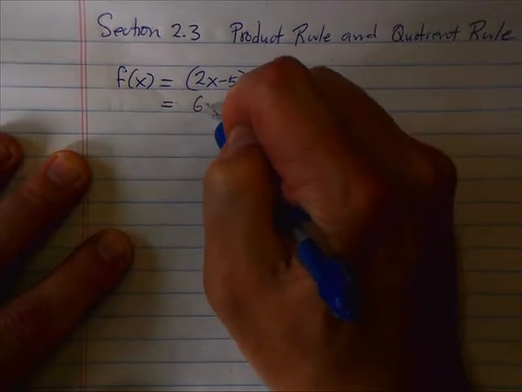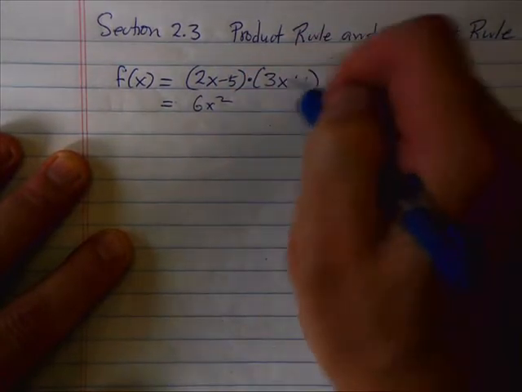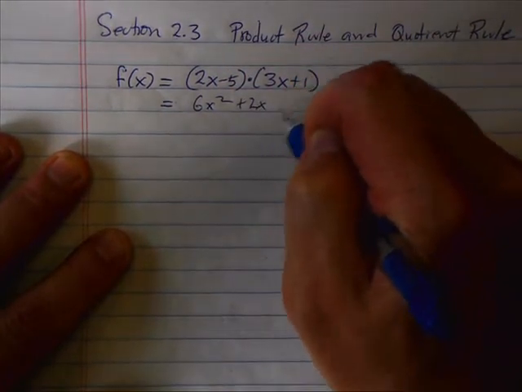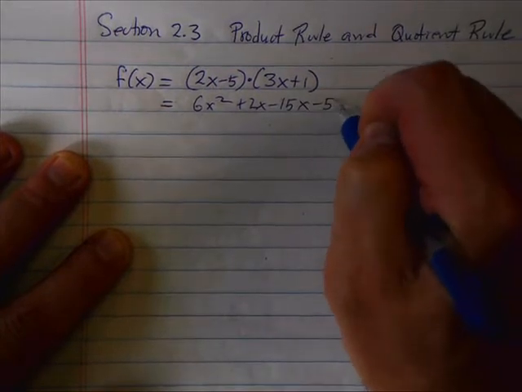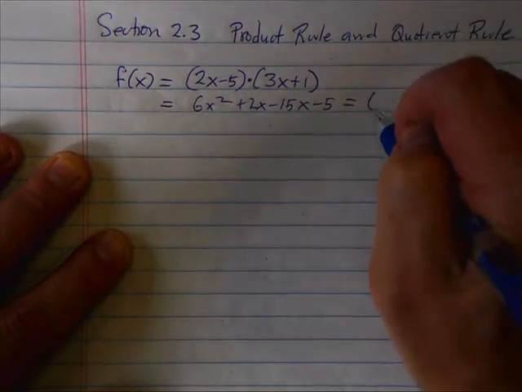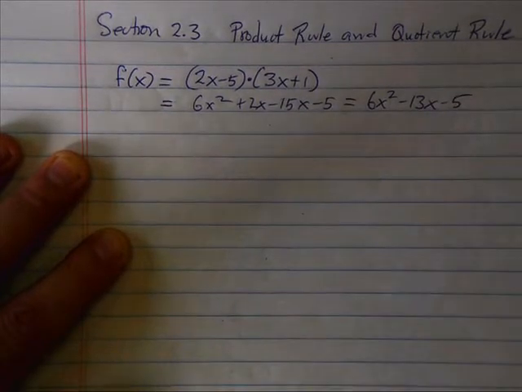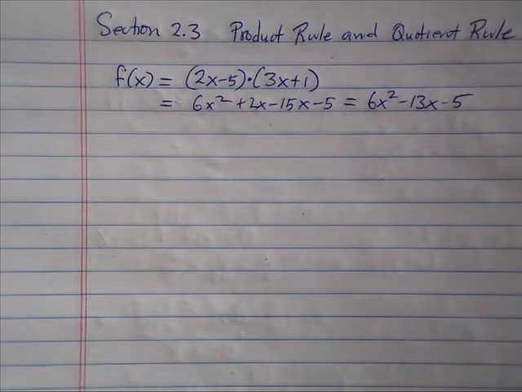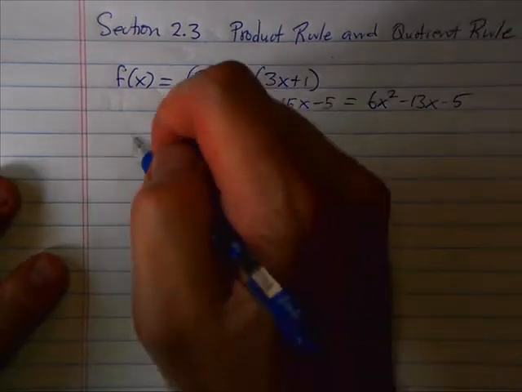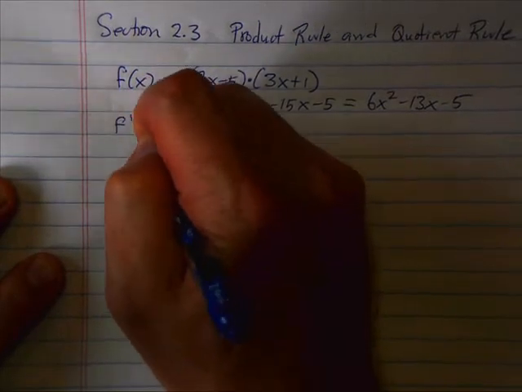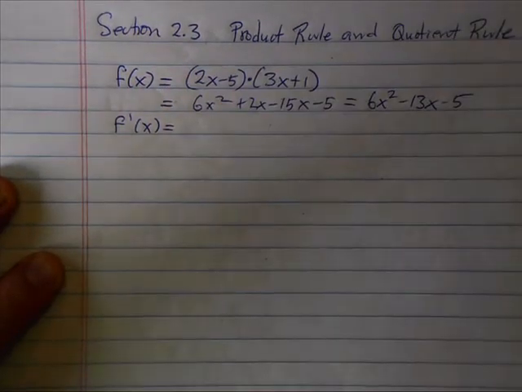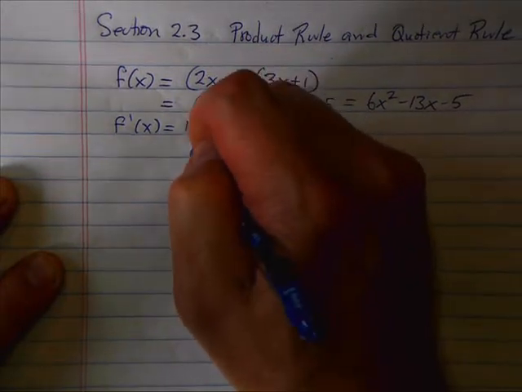We wrote it as 6x squared plus 2x minus 15x minus 5, which turns out to be 6x squared minus 13x minus 5. So that's what we had to do. That was our only choice. Now we have it written in a form where we can take the derivative. So now we write our derivative symbol. The derivative is 12x minus 13.